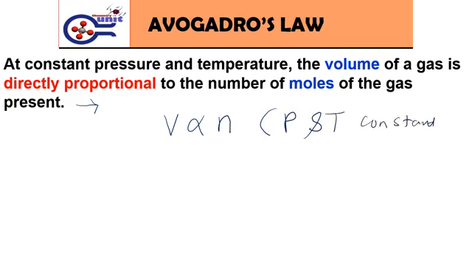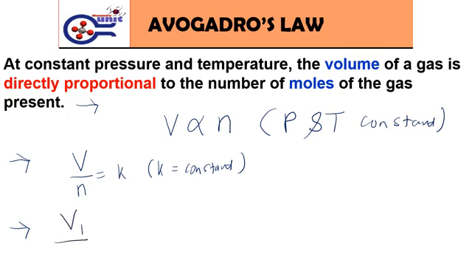Okay. Then from this relationship, we can write the mathematical equation, which is V over n equals k. k represents the constant value. So if V over n is constant, that means V1 over n1, which is the initial condition, must equal V2 over n2, which is the final condition. 1 refers to the initial, 2 refers to the final condition.